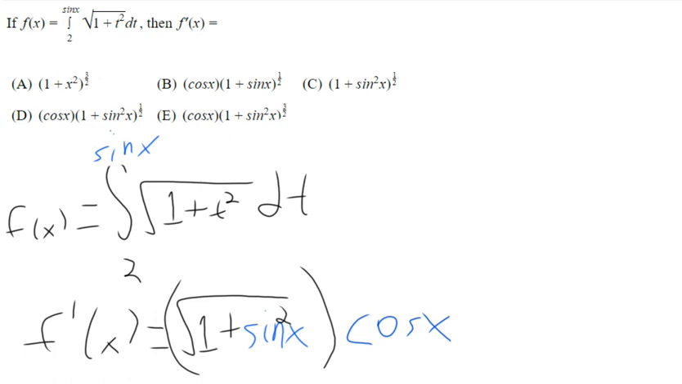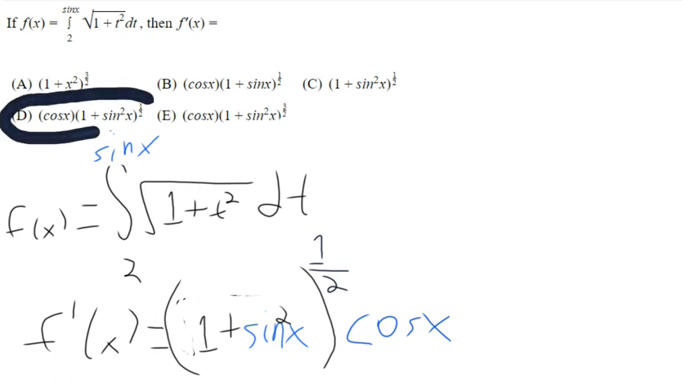And now if we look at our answer choices, they used fractional exponents instead of a square root sign. So we can just get rid of the square root sign and change it to the 1/2 power. Erase it. And that will look like this. And if we switch the order of those two factors, we will see that our answer is choice D.